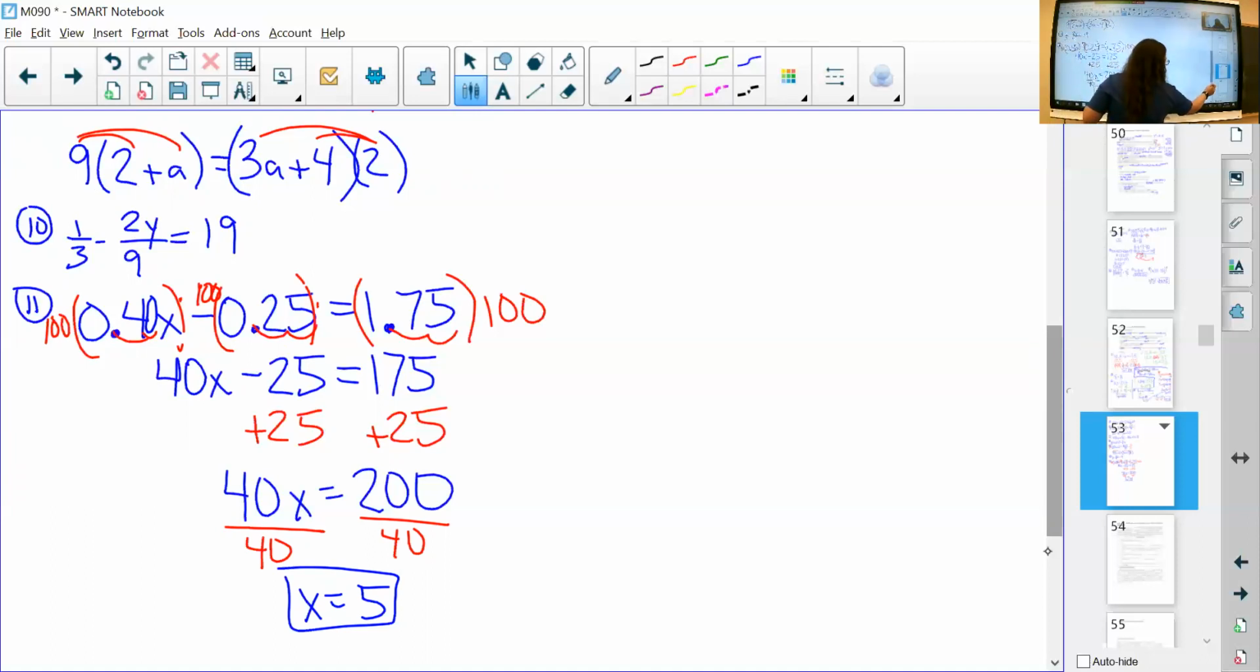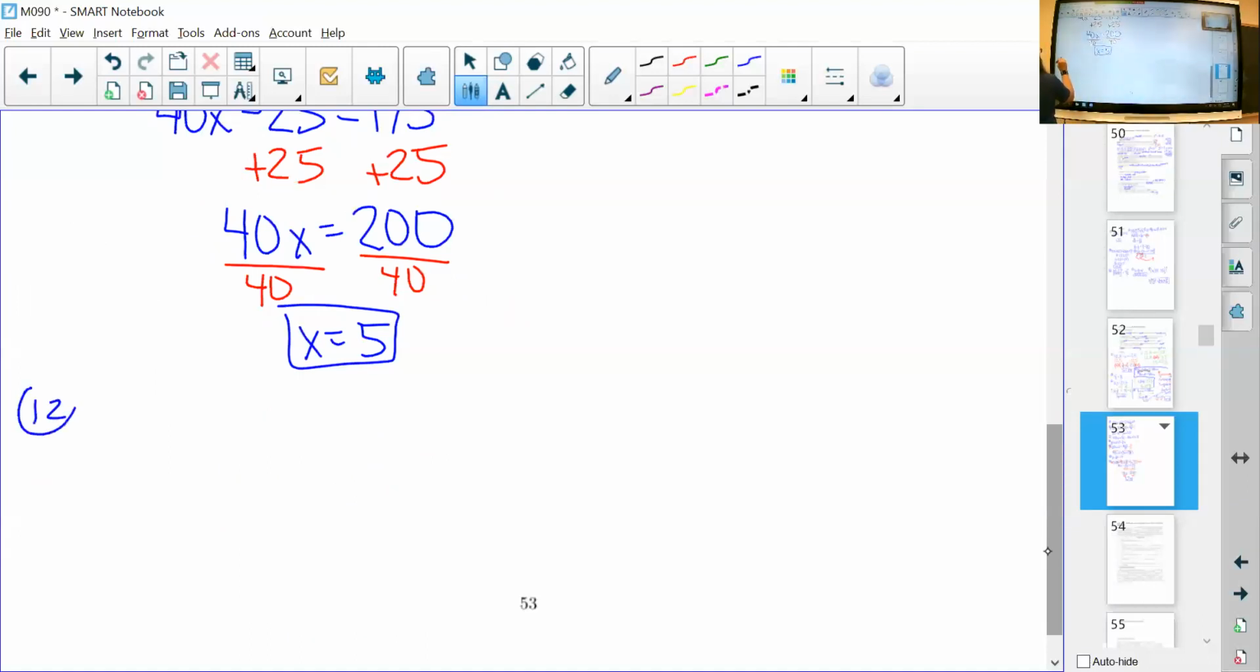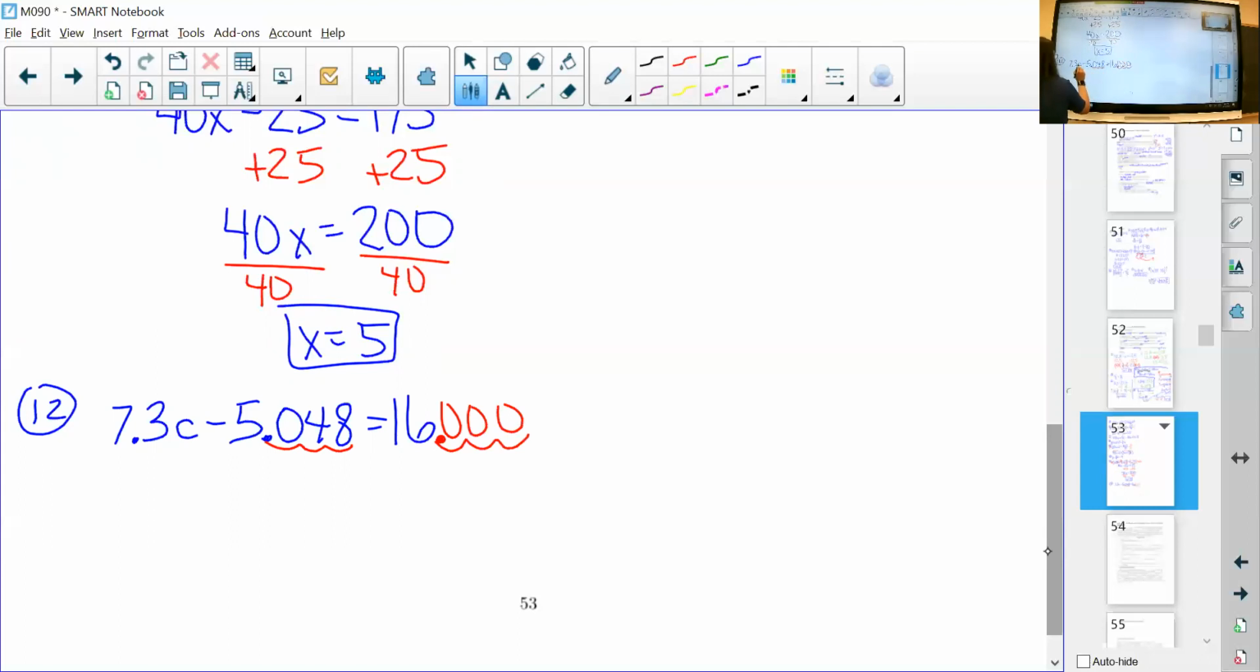So let's look at one more example like that. We'll just start it out. If I have 7.3C minus 5.048 equals 16. I do not want you to solve this one. This is not going to work out nicely. But what I see is that the number with the most digits after the decimal point is this one. It's got 1, 2, 3. So I need to scoot the decimal point over 3 places. I need to scoot it over here 1, 2, 3 places.